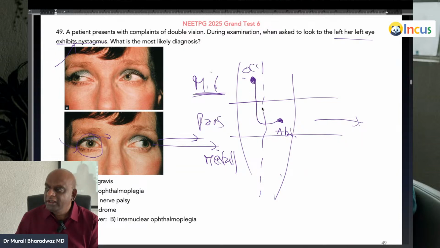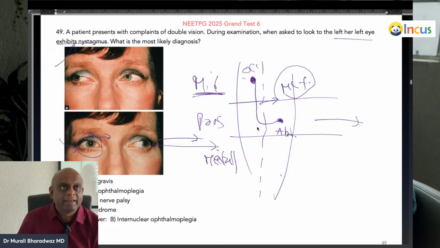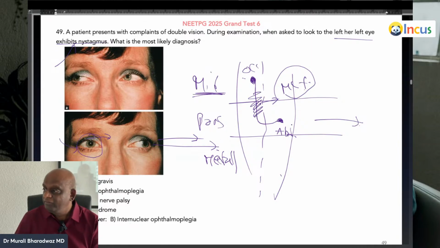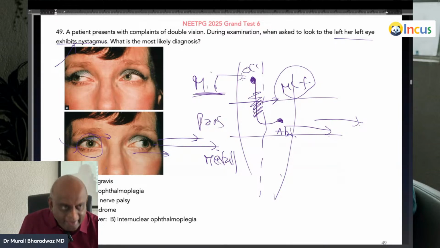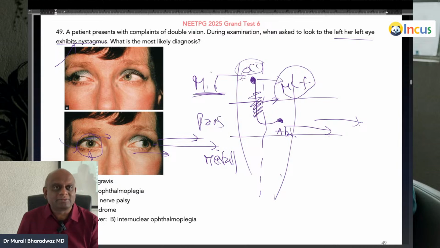Suppose this pathway is called the medial longitudinal fasciculus. What is it called? Medial longitudinal fasciculus. In multiple sclerosis-like conditions, where there is demyelination of this path, when this eye is abducting like this, the other eye will not adduct because the oculomotor nerve has no information that it needs to adduct. So that is the reason there is an adductor lag.